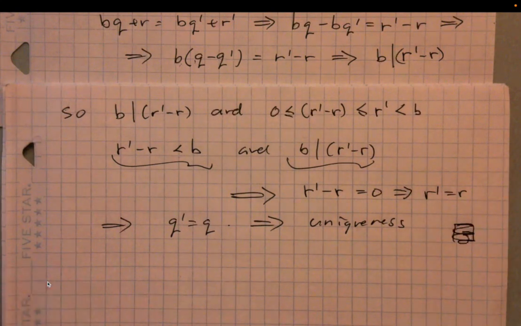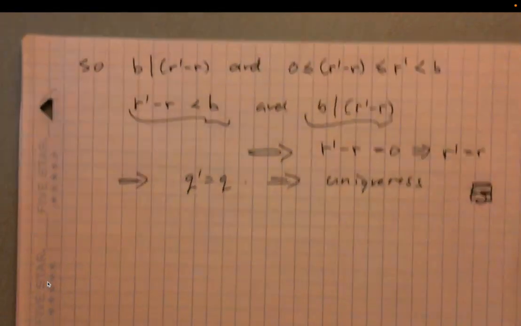And that's enough, right? So we've got existence and uniqueness. So we know that for any integers a and b, there's going to be a unique q and r with the properties that a is equal to bq plus r and r is between 0 and b. Okay, if r equals 0, that means that a is divisible by b. Okay, very good. All right.